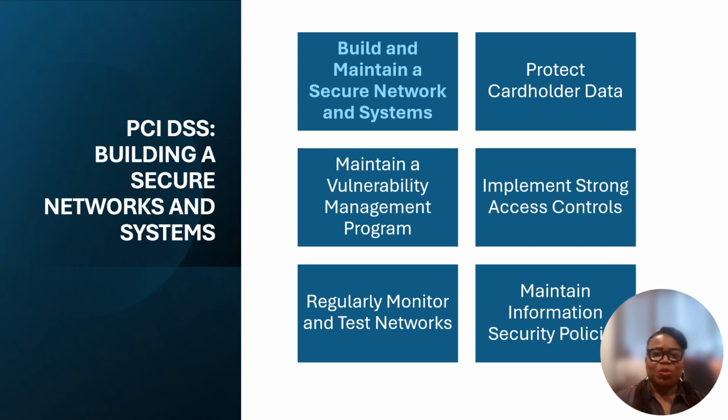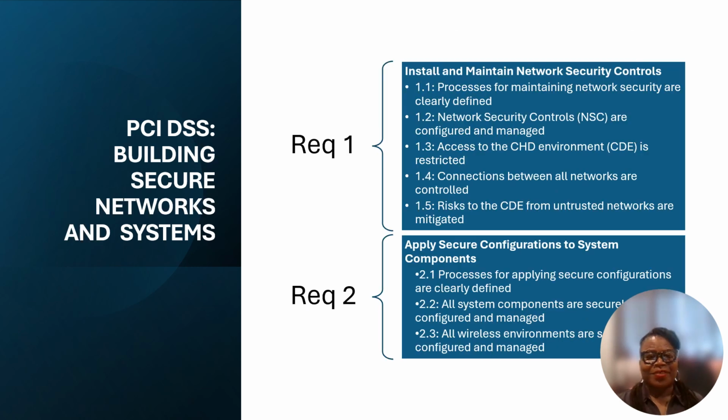In this video, we're talking about building and maintaining a secure network and systems. That is one of the 6 overarching categories that the 12 PCI requirements have been mapped to. There are 2 PCI requirements that map to this focus. There's requirement 1, which is focused on installing and maintaining network security controls. And then there's requirement 2, which is about applying secure configurations to system components.